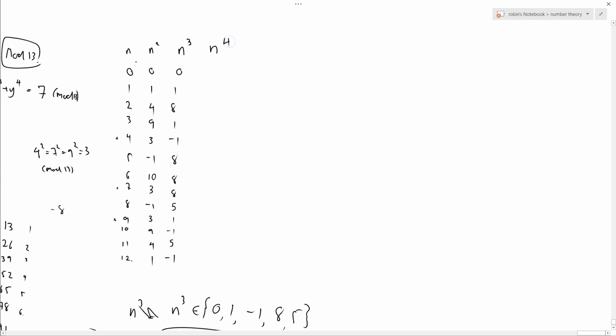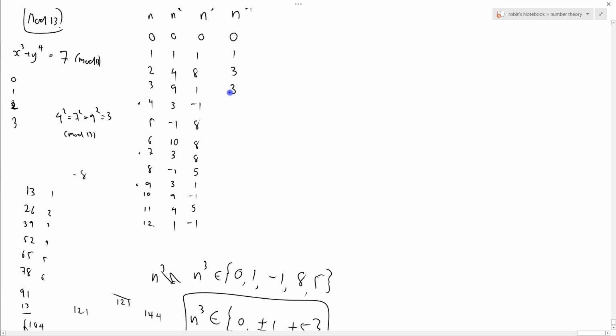N to the 4. What I want to do is to square this column here. 1 squared is 1. 4 squared is 16. 9 squared is 81. Go back to my table. That's 3, isn't it? 3 threes are 9. Let's keep it as 9 for the moment. Or that is minus 4. 1. 10 squared is 100, which is 9. 3 squared is 9. Minus 1 squared. 3 threes are 9. 9 nines are 81. 4 fours are 16, and minus 1 squared is 1.